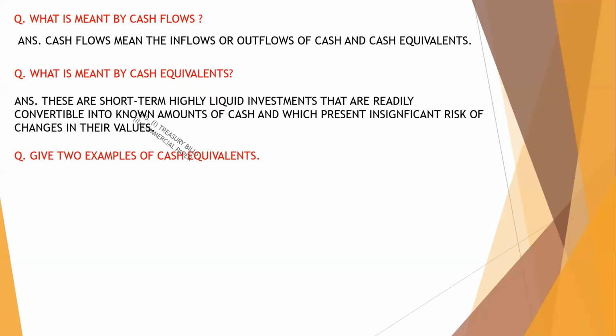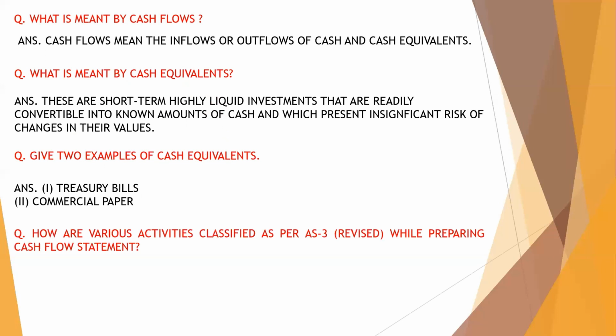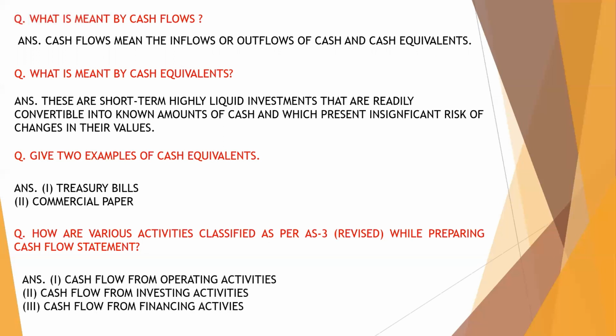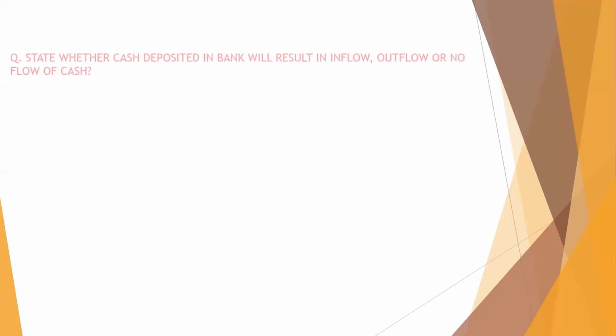Any two examples of cash equivalent? It can be treasury bills, commercial papers. How are various activities classified as per Accounting Standard 3 revised? So there are 3 heads: cash flow from operating activities, investing activities, and financing activities.